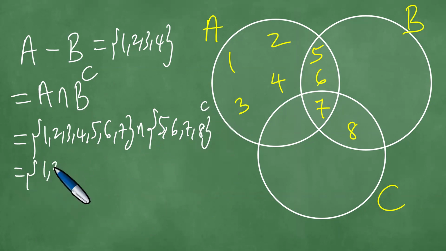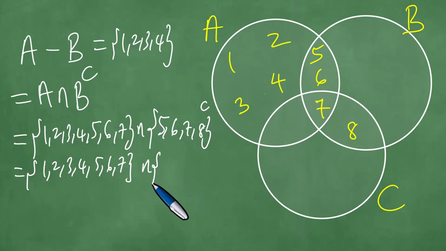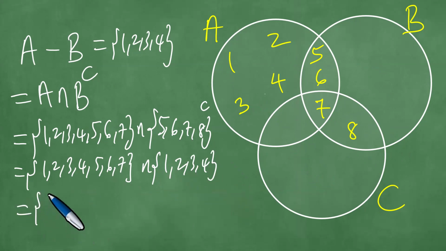What is the complement of B? Right, so the complement of B has everything else that is not in B, which means we have 1, 2, 3, 4, and that is the complement. So if you intersect these, you have 1, 2, 3, 4. Right, so the intersection therefore consists of 1, 2, 3, 4. All right, so that's what we have.